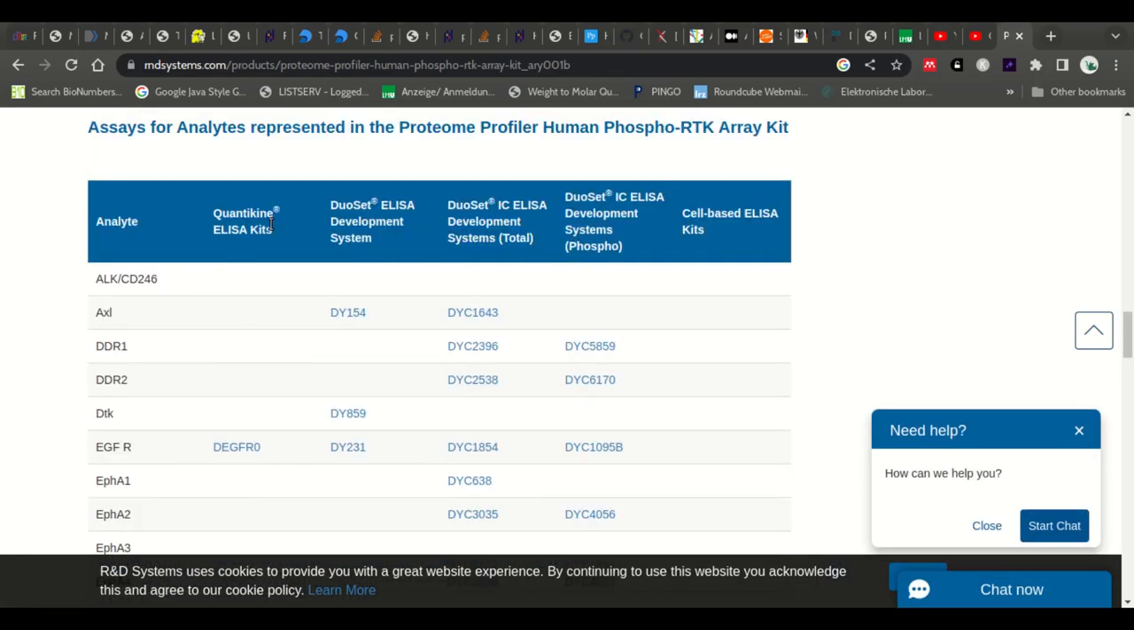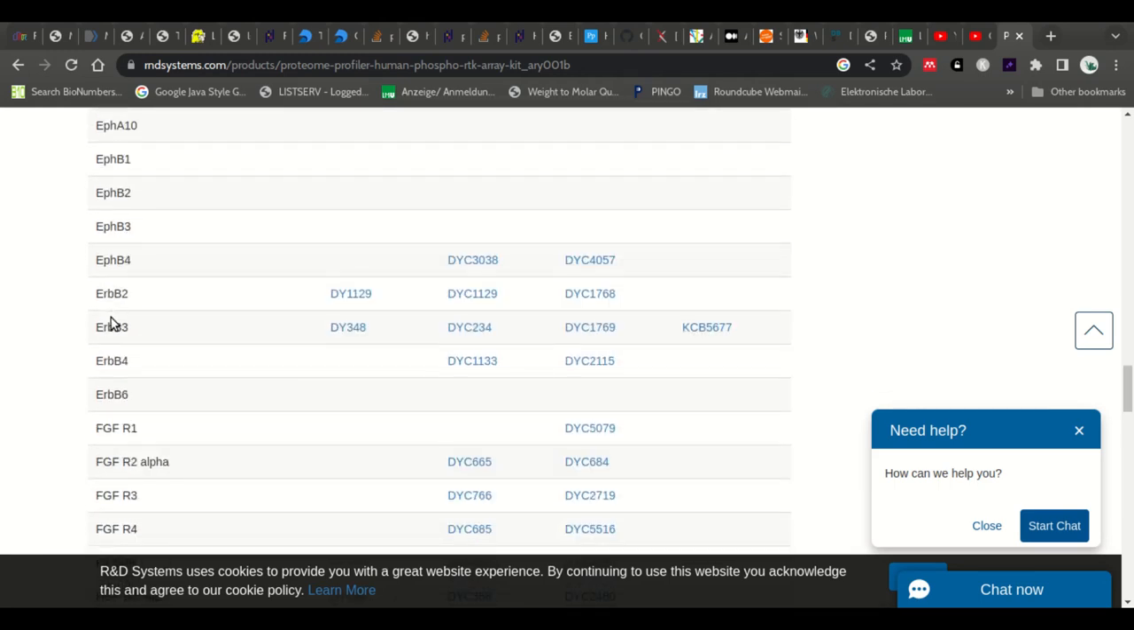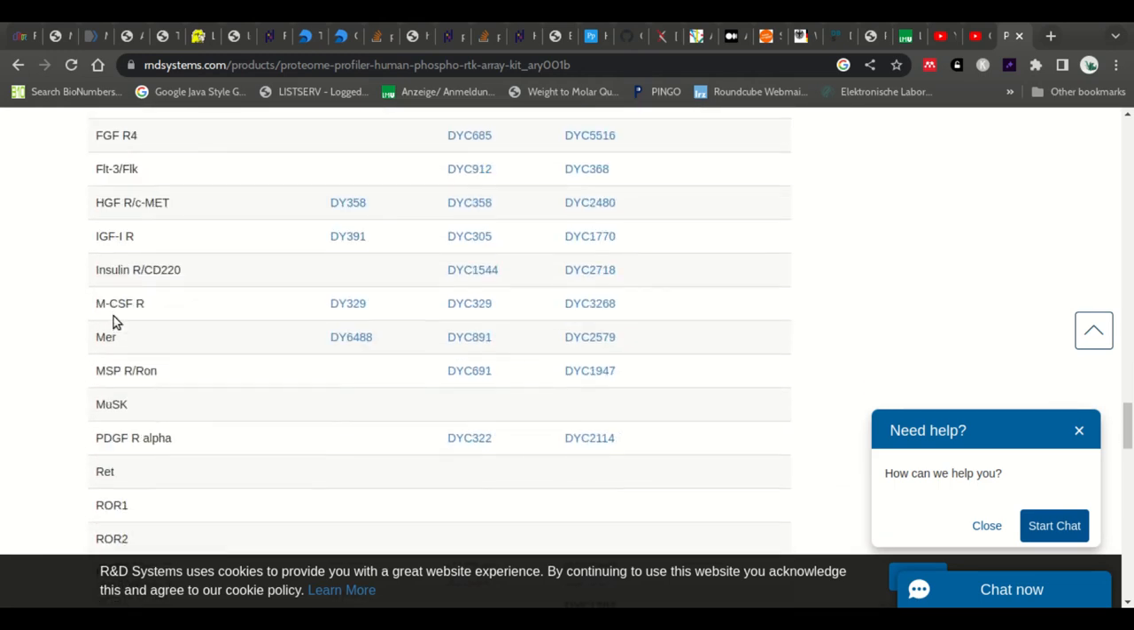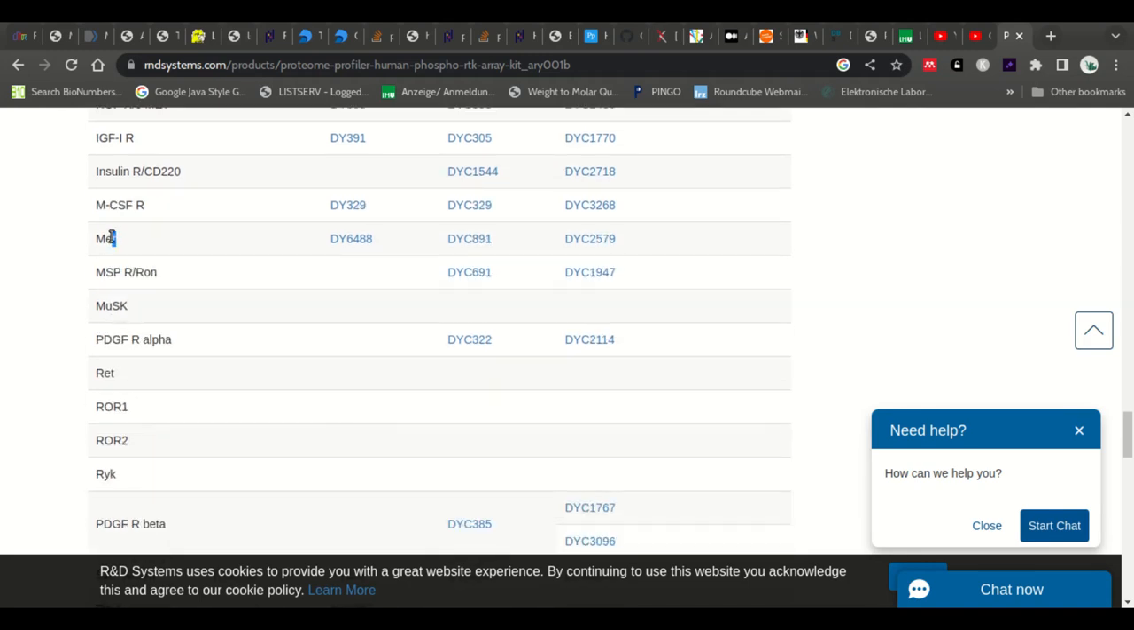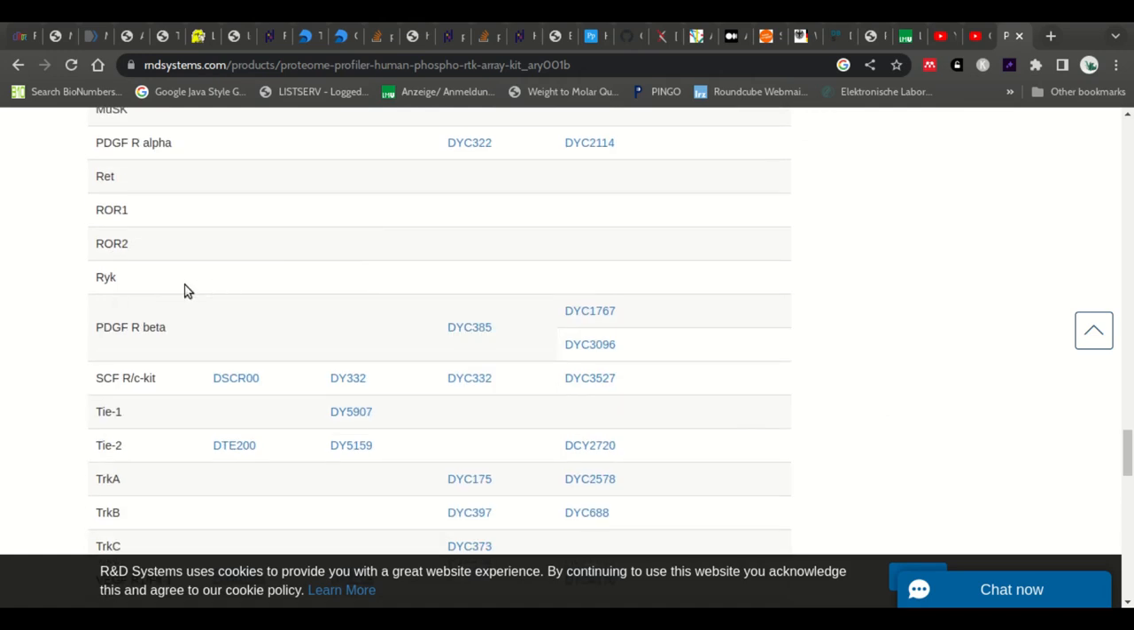Here they have assays for analytes representing the Proteome Profiler. Okay, so this is this one. These are the names of the proteins in theory. Okay, until now everything good. One of the main problems is that sometimes these proteins, like the ones that have very small names, have been given that name to a lot of different proteins, and you never know which one is really the one that they mean.